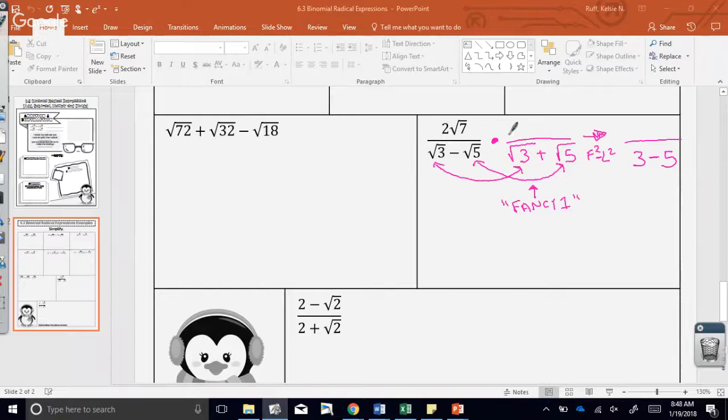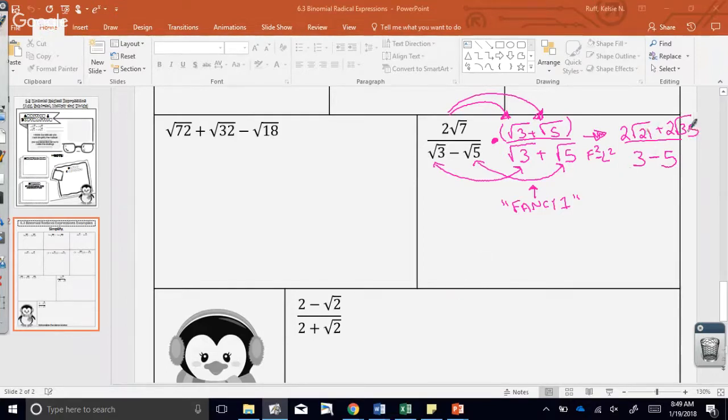What I did to the bottom, I have to do to the top. If there's only one piece here, we're just going to distribute. So I'm going to multiply 2 root 7 times square root of 3, which becomes 2 square root of 21. Square root of 7 times square root of 5 becomes 2 square root of 35.